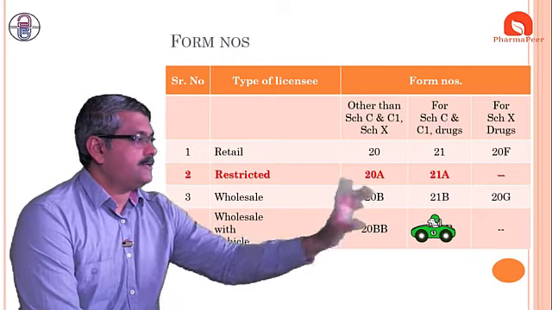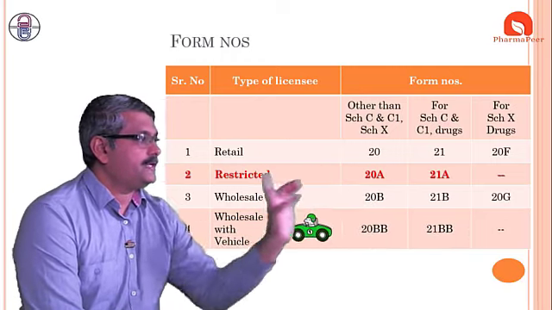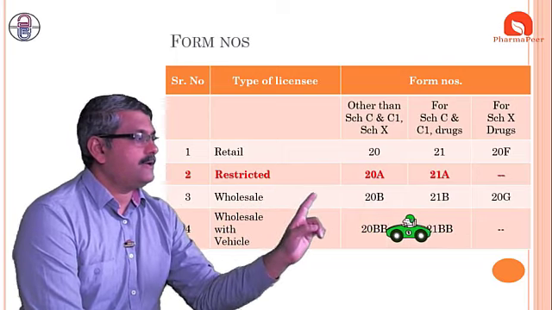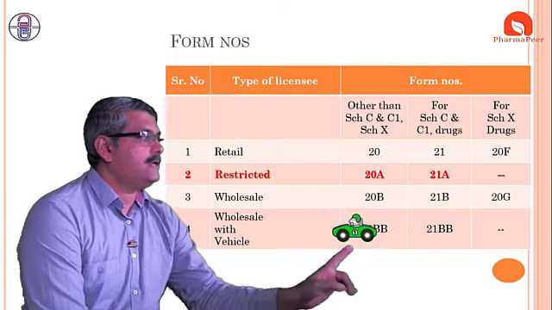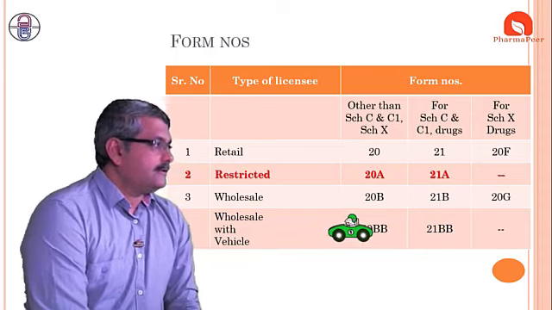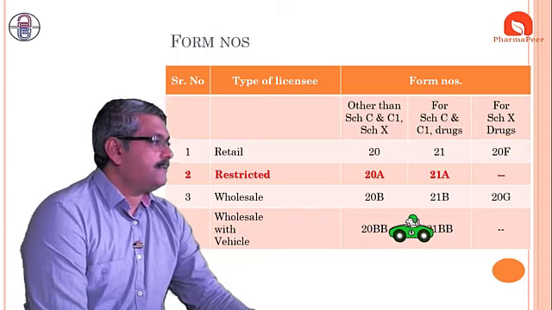Now you can remember which numbers are there. For wholesaler: 20B, 21B, 20G. For retailer: 20, 21, 20F. For restricted license: 20A and 21A. And for wholesaler with vehicle: 20BV and 21BV.